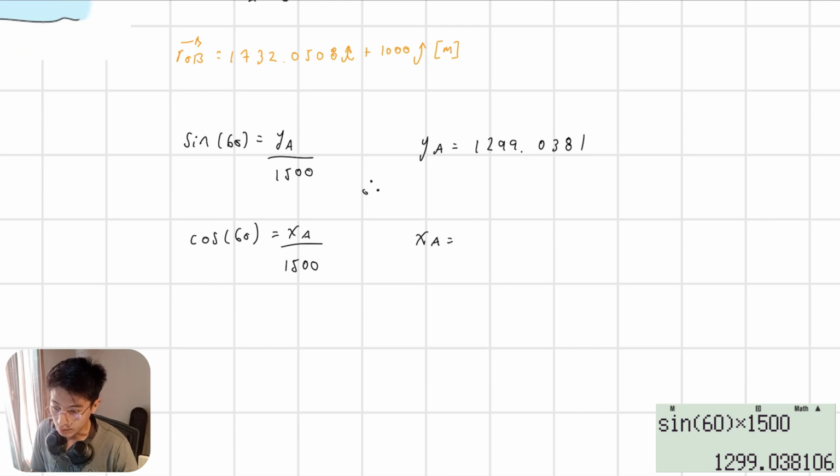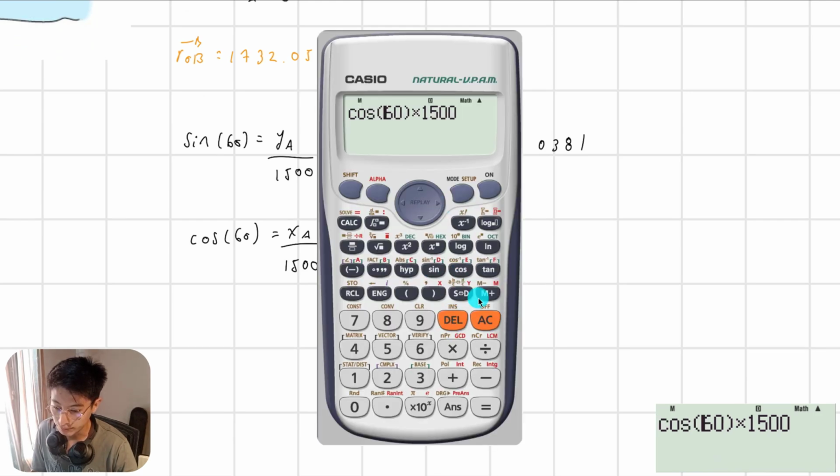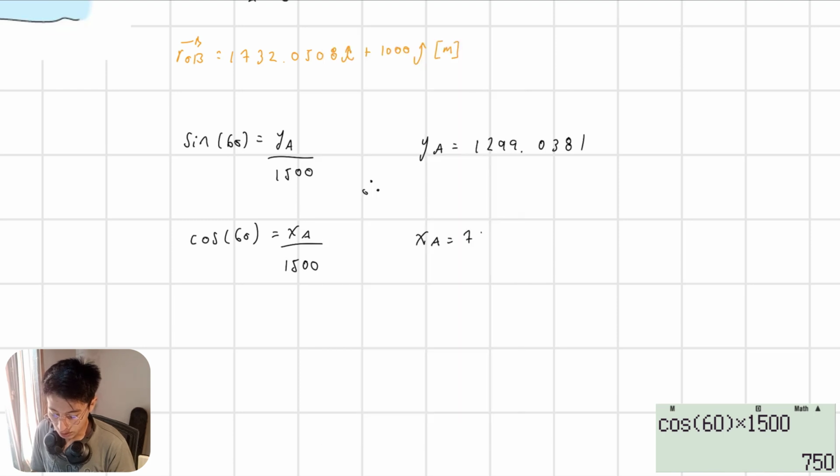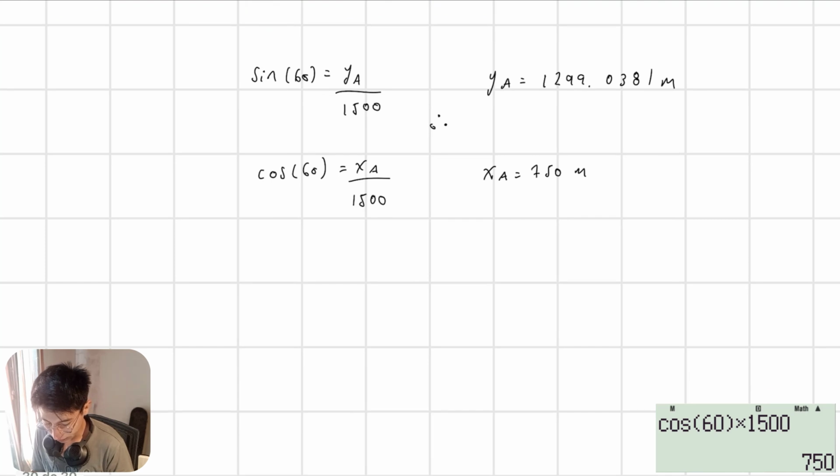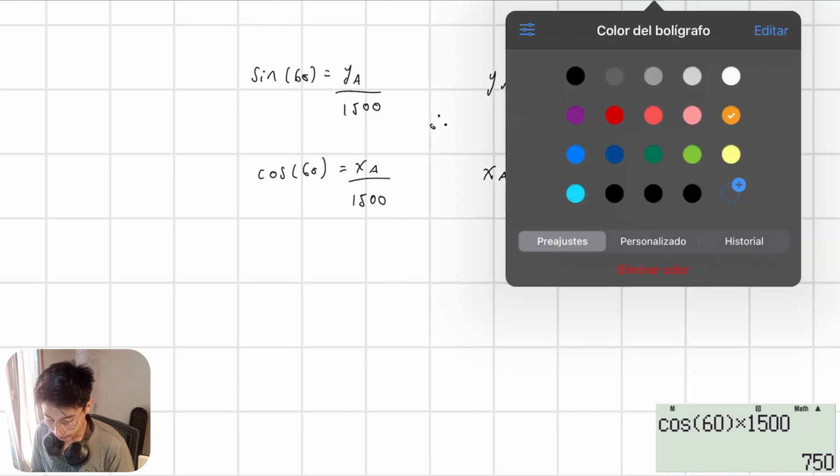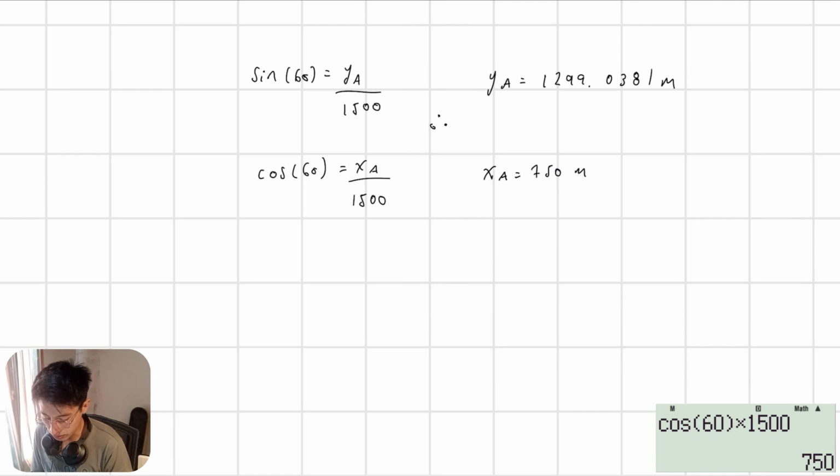Now I'm going to change it to the cosine. 750, and this is in meters as well. Now the vector ROA is equal to 750 from the I direction plus 1299.0381 on the J direction, and this is in meters.